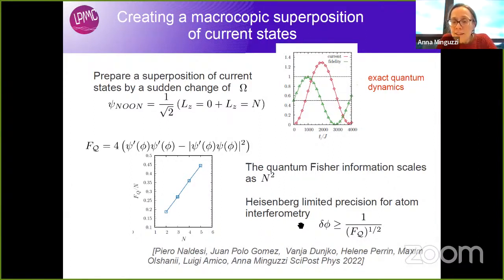And why is this quantity important? Because the phase sensitivity is related to the inverse of the square root of the quantum Fisher information. So that means that thanks to this protocol, thanks to the attracting bosons, it could be possible to reach Heisenberg limited precision for atom interferometry with current states. Okay, so that is the first part of my talk.